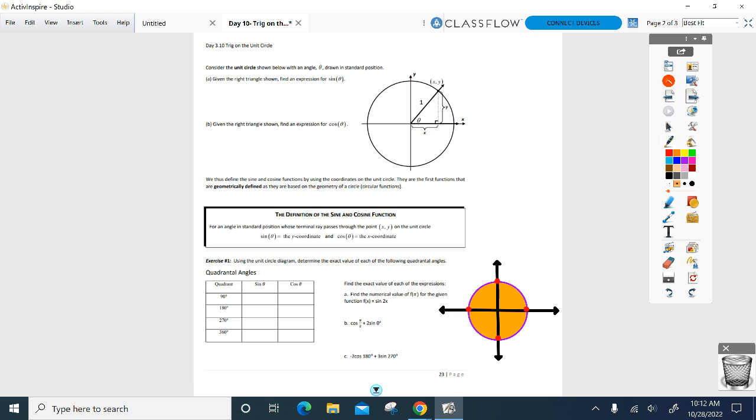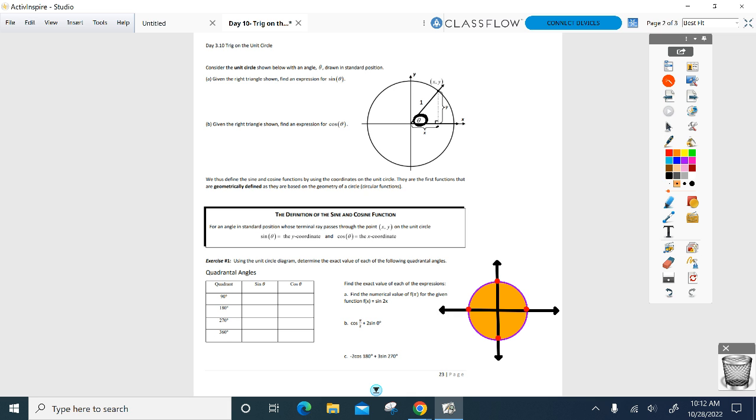All right, still working on the unit circle. On this unit circle I've given you, I made a right triangle. The hypotenuse is still 1 because we're on the unit circle. I didn't want to label the two legs, so I just called one leg X and one leg Y. And I put a theta in here because I want you looking at that angle for these two problems.